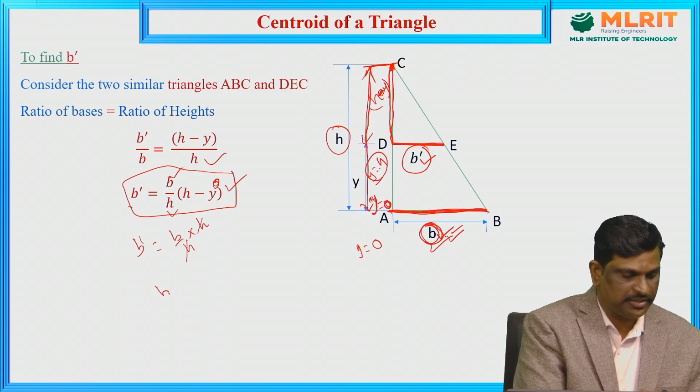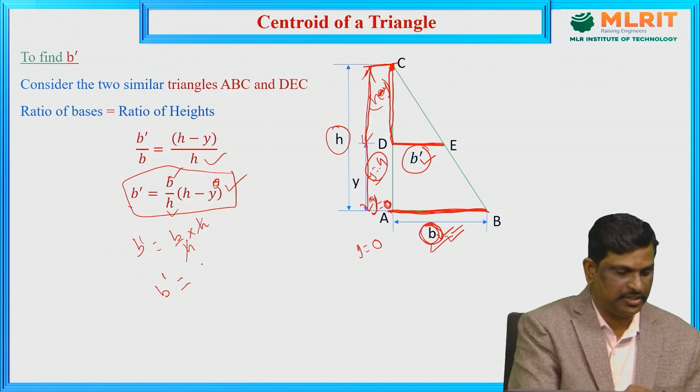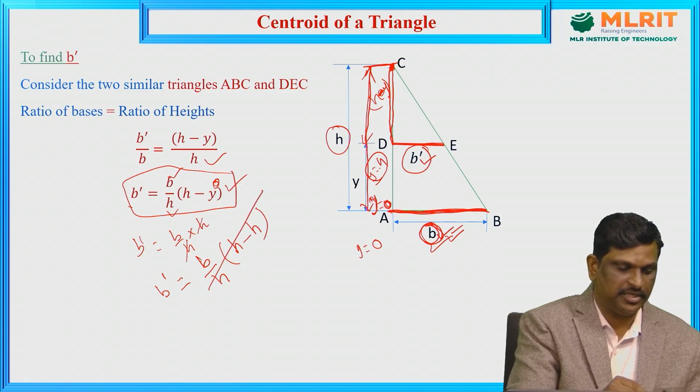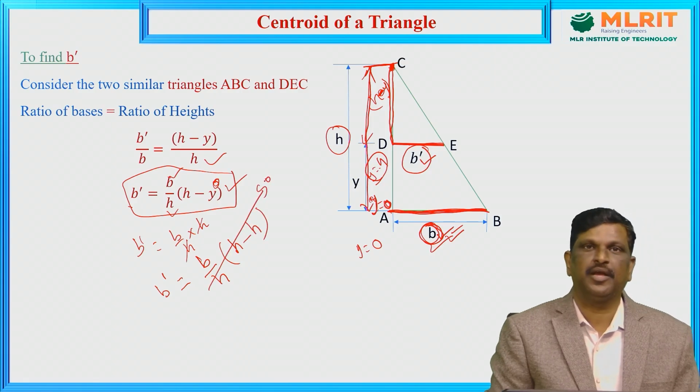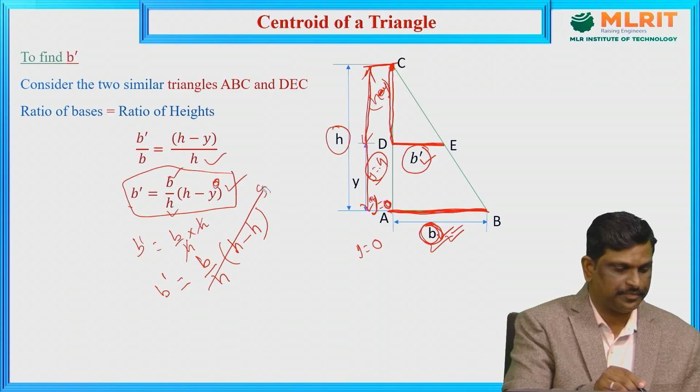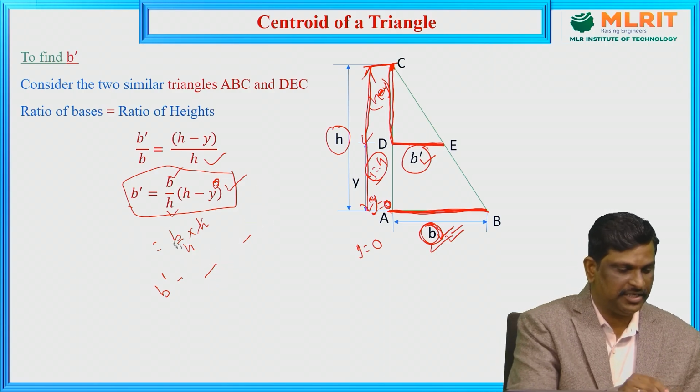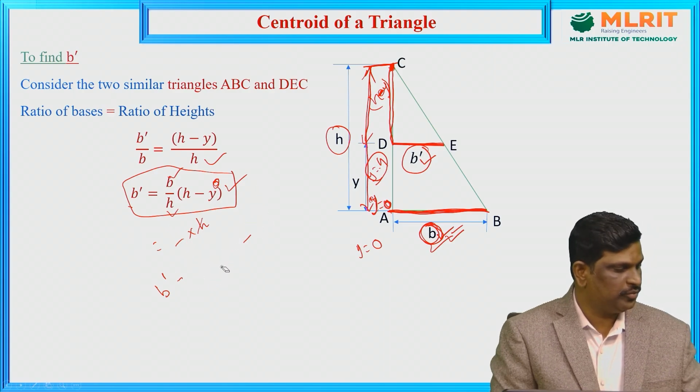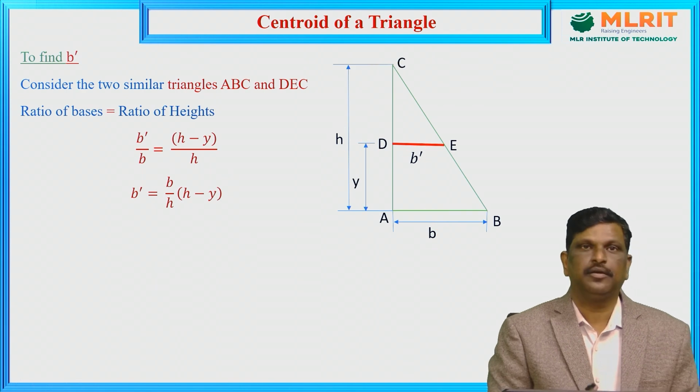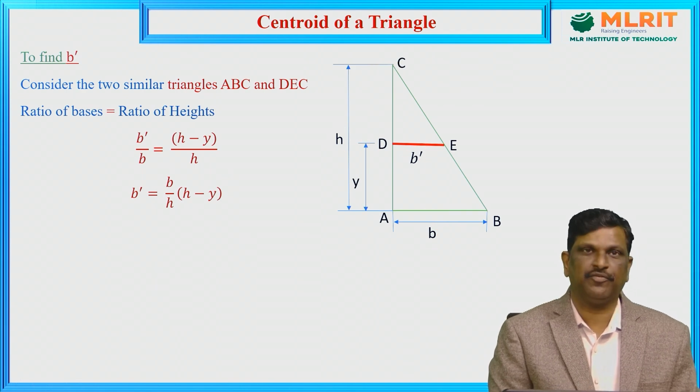Now substitute its value at y equal to H. At y equal to H, B dash is equal to B by H into H minus H. It is 0. B dash is equal to 0. Now, after finding the B dash, let us move to derive the x bar and y bar for the triangle.